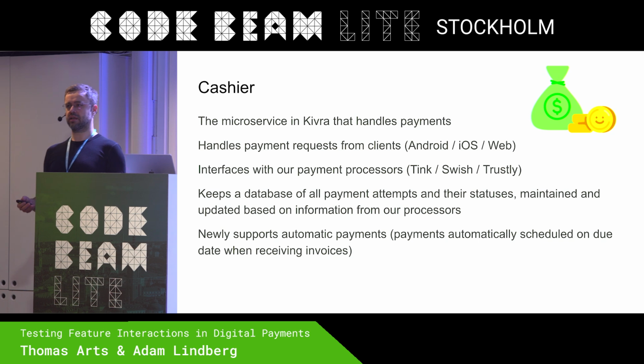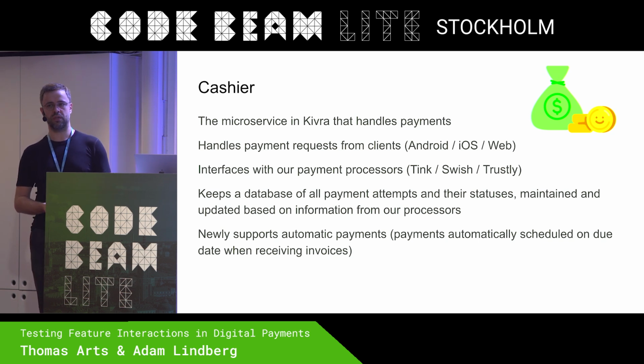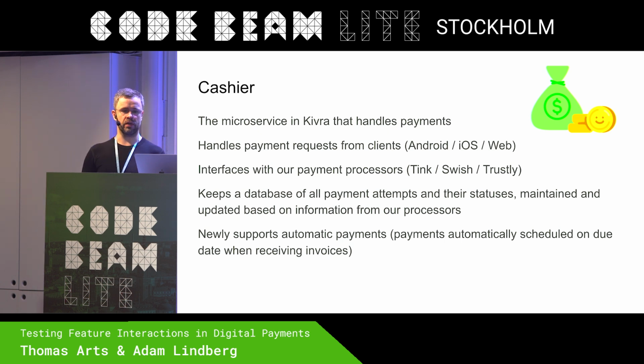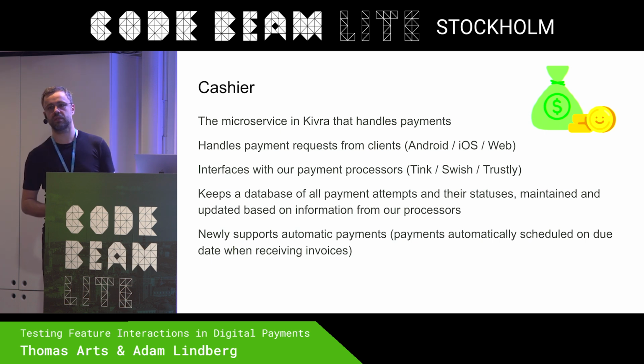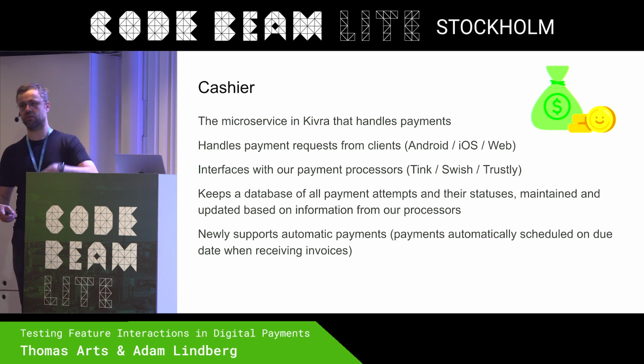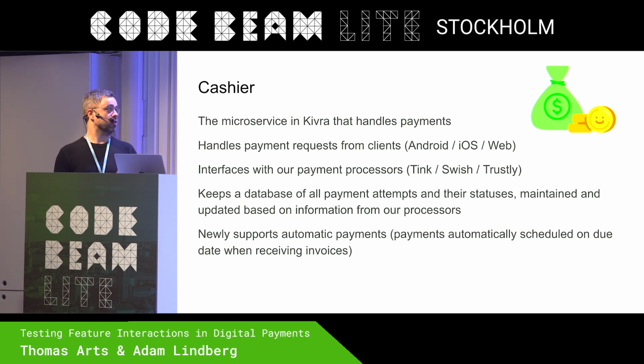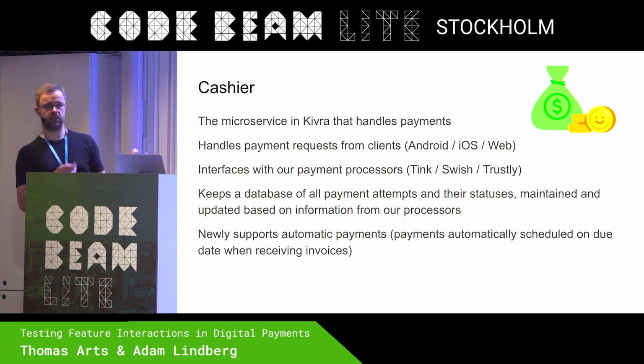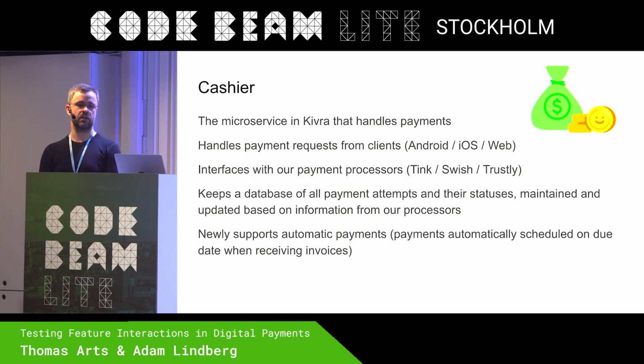So you can pay using a bank account. In Sweden, we have a service called Swish, where you can pay to a phone number, so you can use that. Also, recently we introduced automatic payments, which we're rolling out. This means that instead of logging in every month and paying all your invoices, you can just set them to pay as soon as you receive them. And in order to do all this, the service keeps a database of all payment attempts and the status of those attempts, and tries to synchronize this with all the processors and all the user requests. So this is the system that we wanted to test in this effort.